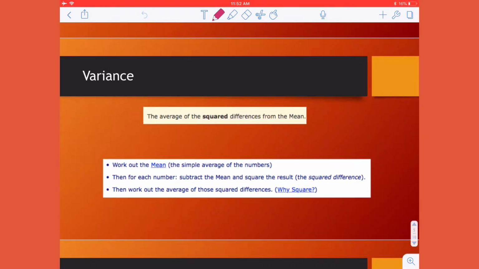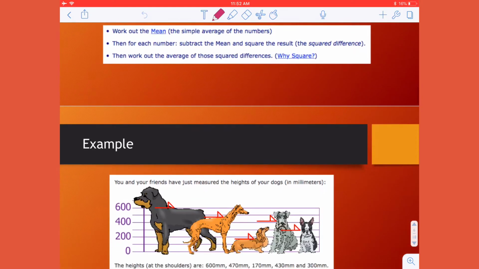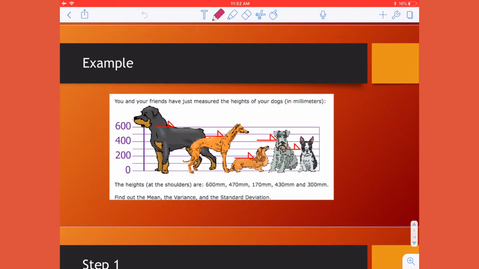The variance is simply the average of the squared differences from the mean. So you'll find the mean, you're going to work out the mean, and then for every number, you'll subtract the mean and you'll square the results, and then work out the average of those squared differences. So it sounds a little confusing when I word it like that. So we're going to work through an example, and hopefully that will make it a little easier to understand.